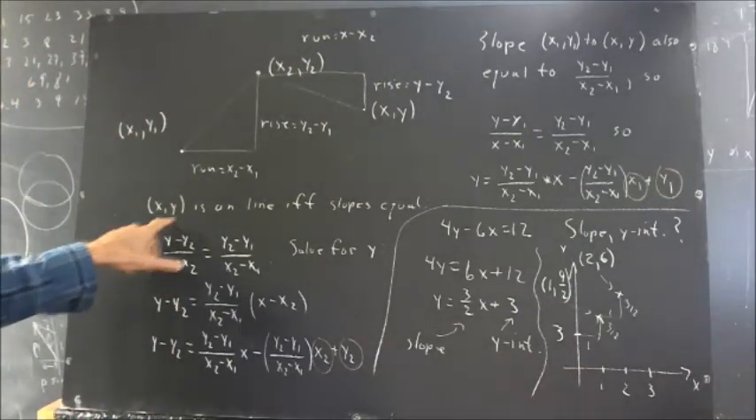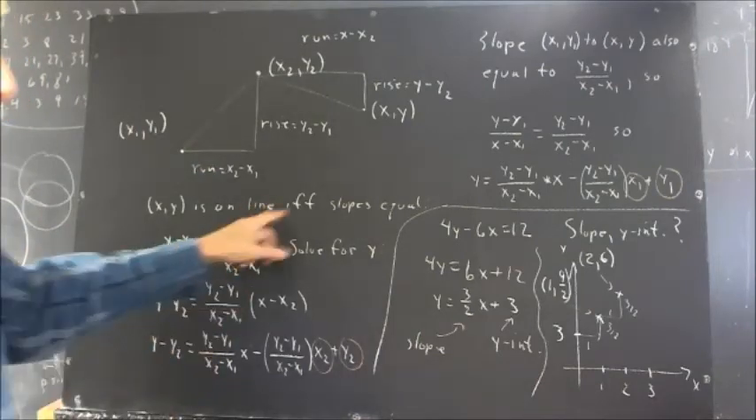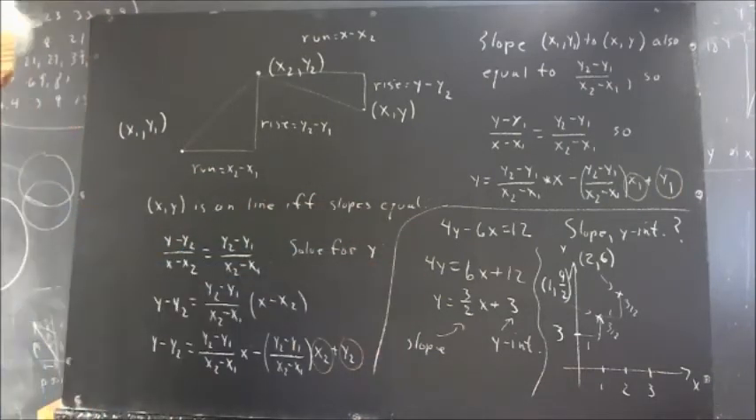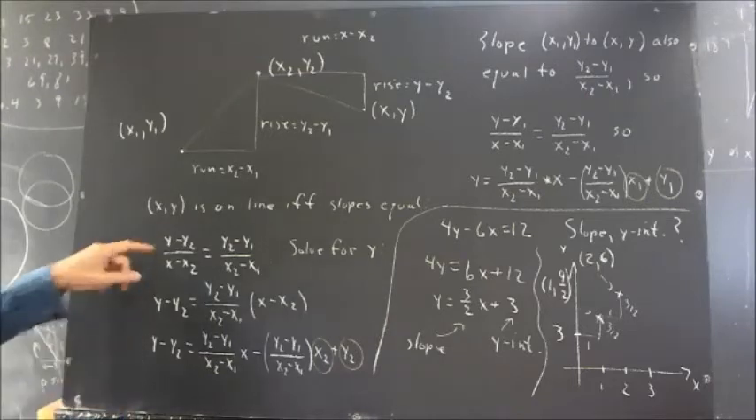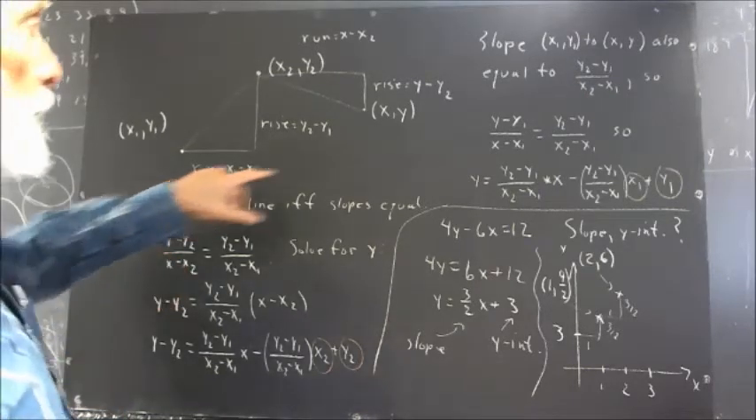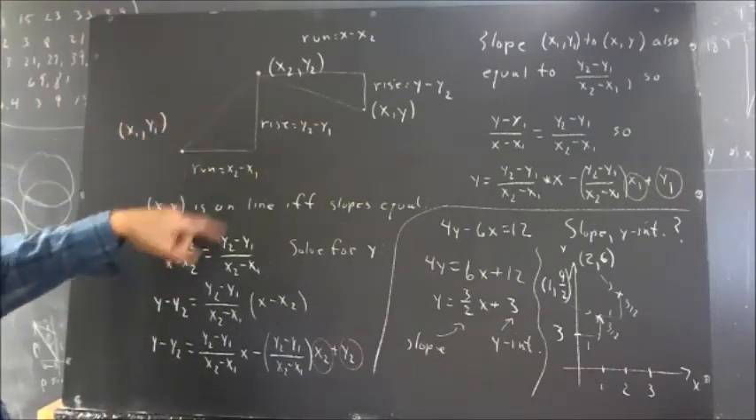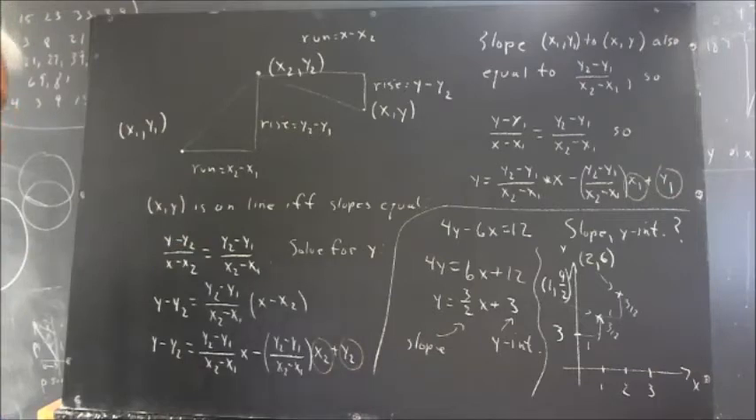x, y is going to be on this line through x1, y1 and x2, y2 if and only if the two slopes are equal. Well, what are the two slopes? y minus y2 over x minus x2, that's the slope of the second triangle. And the first is y2 minus y1 over x2 minus x1.